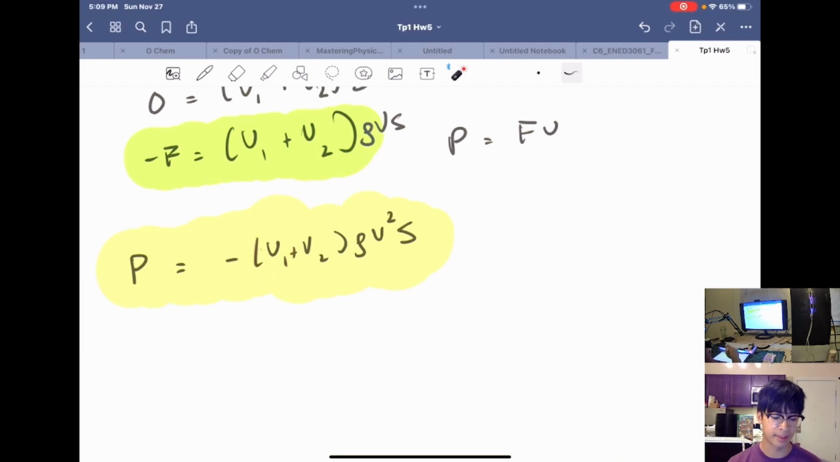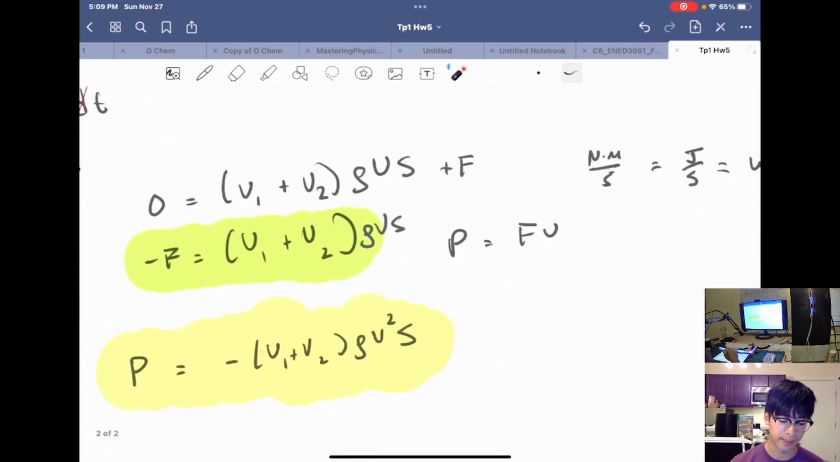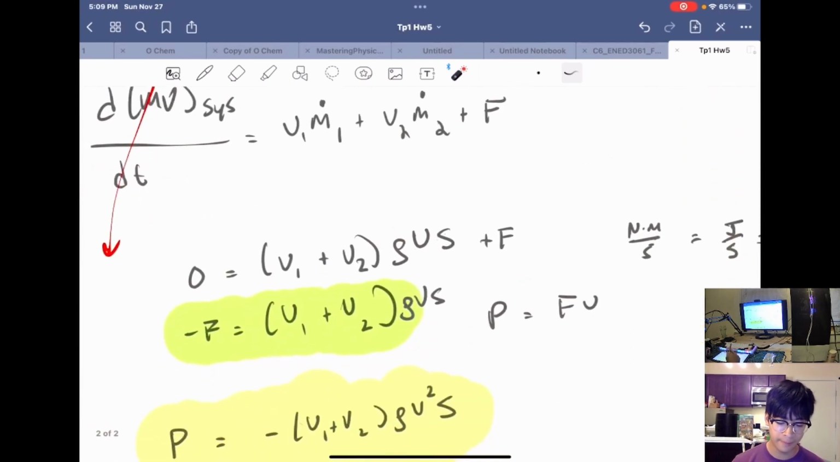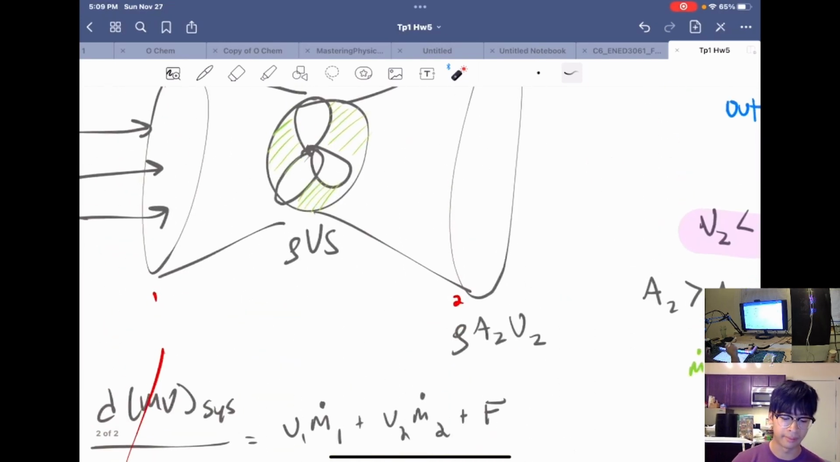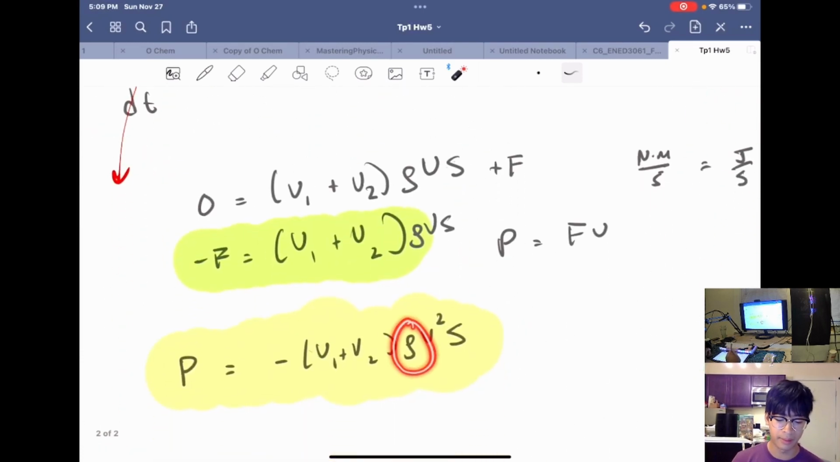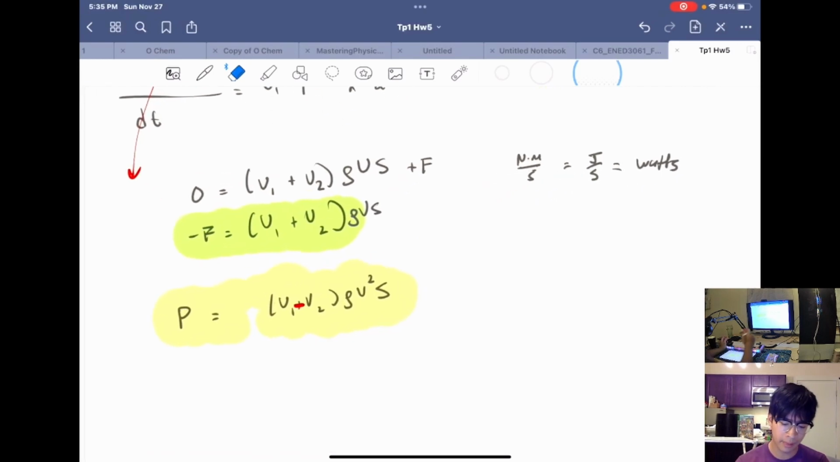V1 is the velocity of the fluid at position 1. V2 is the velocity of the fluid at position 2, and V, normal V, is the velocity of the fluid at our specified control volume. Rho is the density of the fluid, and S is the cross-sectional area in which the fluid is influencing the turbine blades. Okay, so we have some unknown values, and we're going to remedy that by bringing in the idea of a kinetic energy balance.